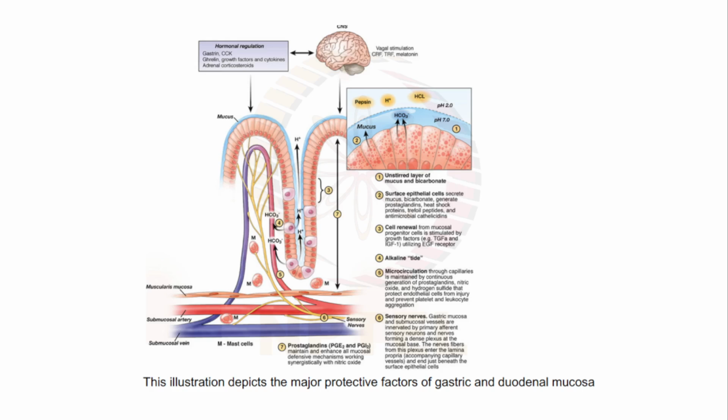Okay, so this gastric mucosal microcirculation through capillaries is maintained by the continuous generation of prostaglandins, NO and hydrogen sulfide, which protect endothelial cells from injury and prevent platelet and leukocyte aggregation. So there are many factors involved, and the hormonal regulation is done here by gastrin, CCK, gastrin and cholecystokinin, and another hormone, which function to maintain all of the hormonal regulation. Okay, so yes, this is what happens.